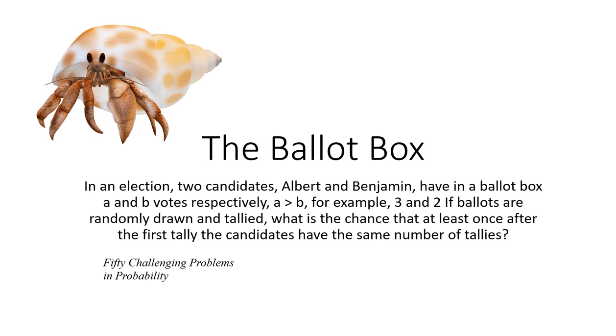So in an election, two candidates, Albert and Benjamin, have A and B votes respectively in the ballot box, and A is larger than B, for example 3-2. If the ballots are randomly drawn and tallied, what is the chance that at least once after the first tally, the candidates have the same number of tallies?